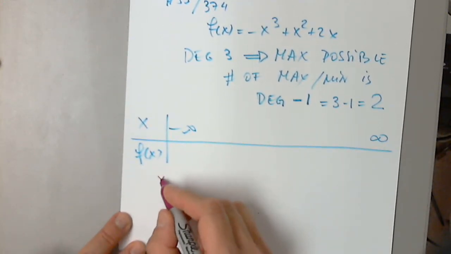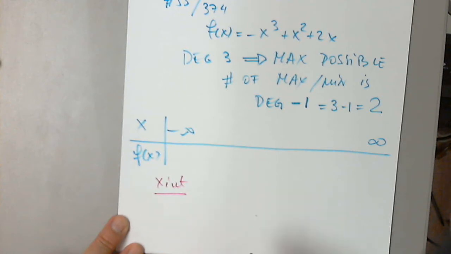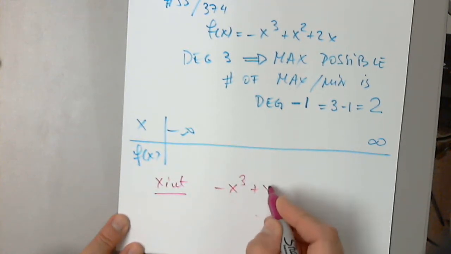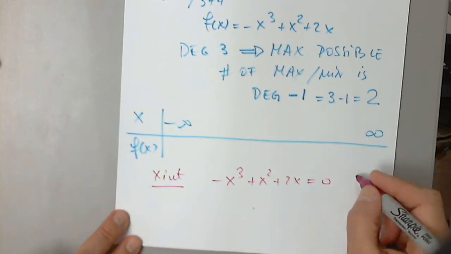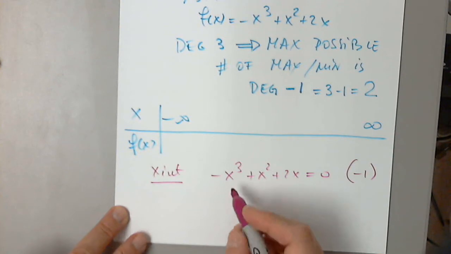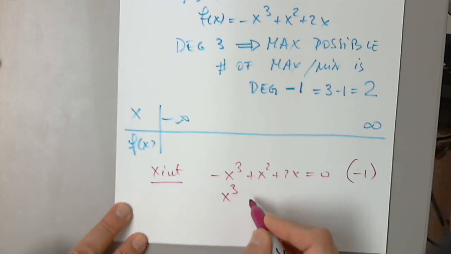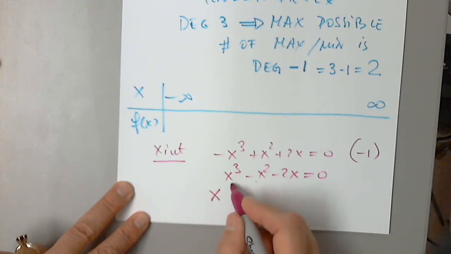I want to find the x-intercepts. How do I find the x-intercepts for this function or any function? Negative x cubed plus x squared plus 2x equals 0. I will definitely multiply by negative 1 and factor out x. So I get x cubed minus x squared minus 2x equals 0, and I have to factor out x.